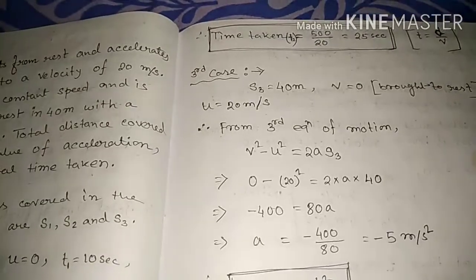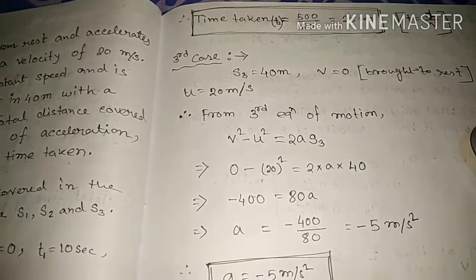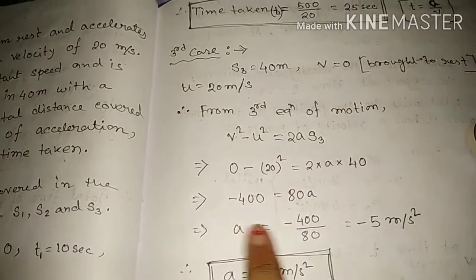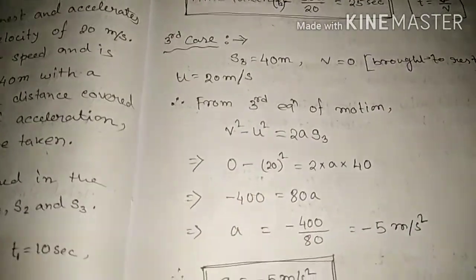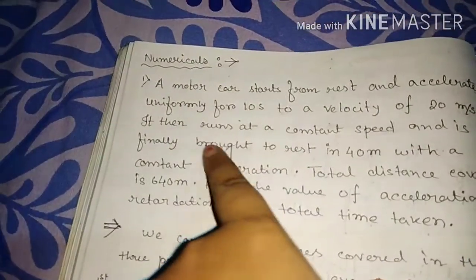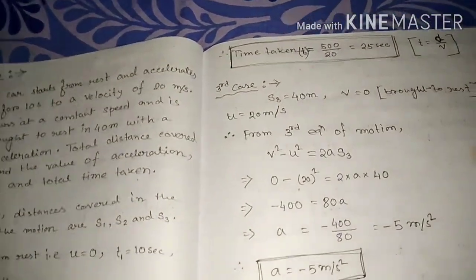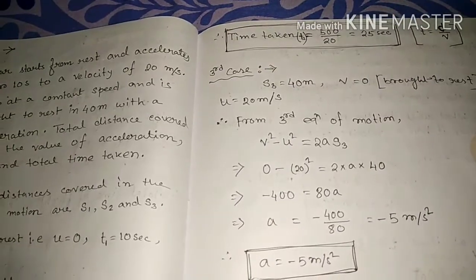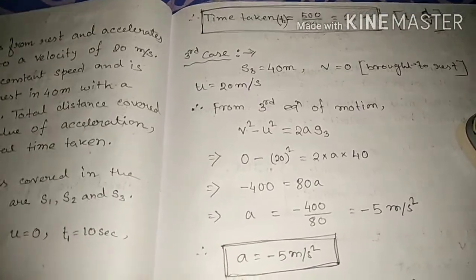So which formula do we use? The third equation of motion, because we have v, u and s. From the third equation of motion, after putting all values, a equals to minus 5. When the acceleration value comes in negative, that means this is a retardation, because it is mentioned over there that it is finally brought to rest. That means the velocity changes with time but it decreases. When the velocity decreases with time, it means it is a retardation.